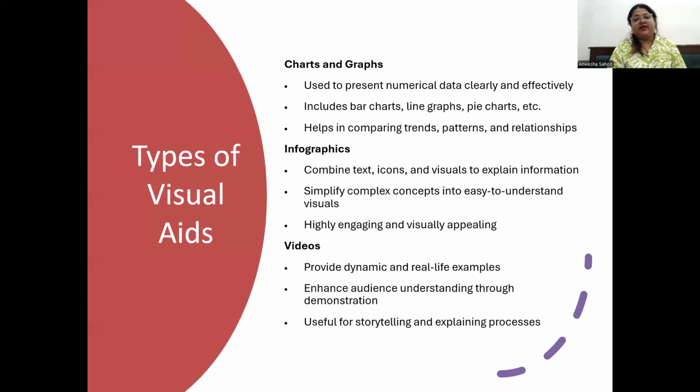So the types of visual aids. First one is charts and graphs. It is used to present numeric data clearly and effectively. It includes bar charts, line graphs, pie charts, etc. It helps in comparing trends, patterns, and relationships.